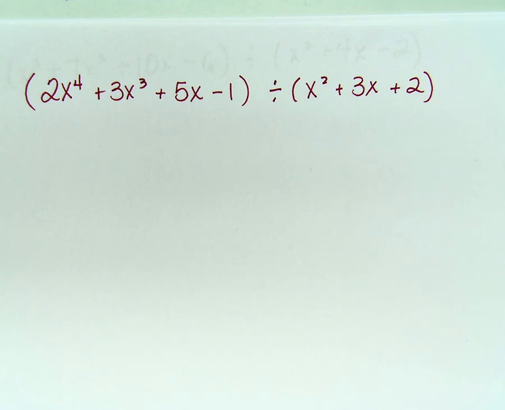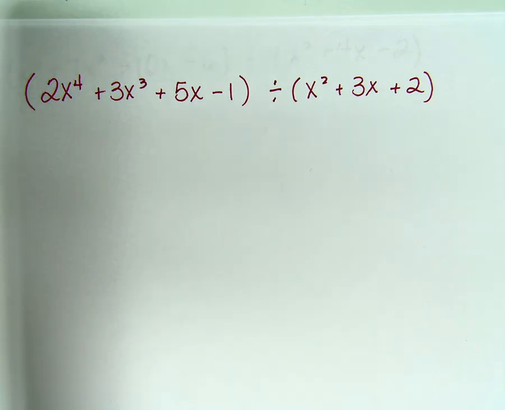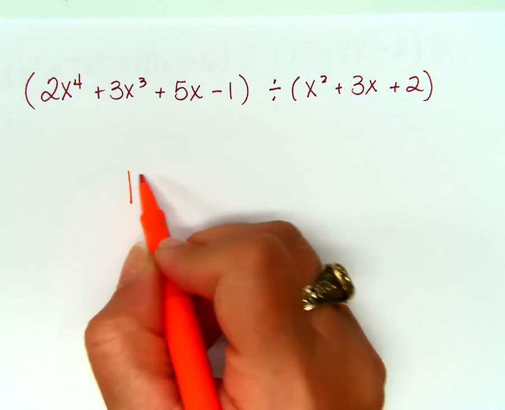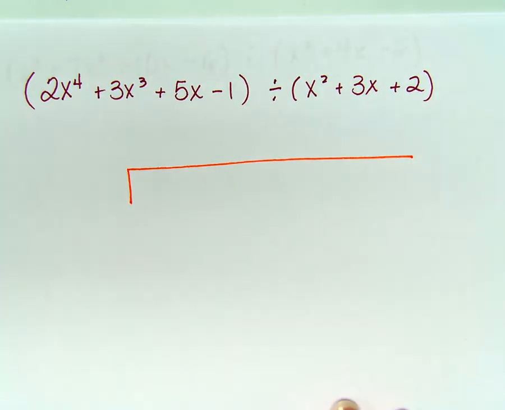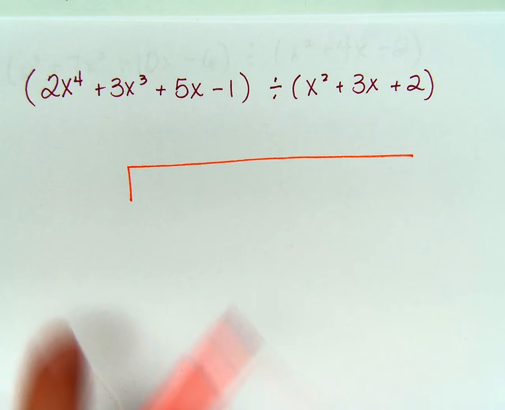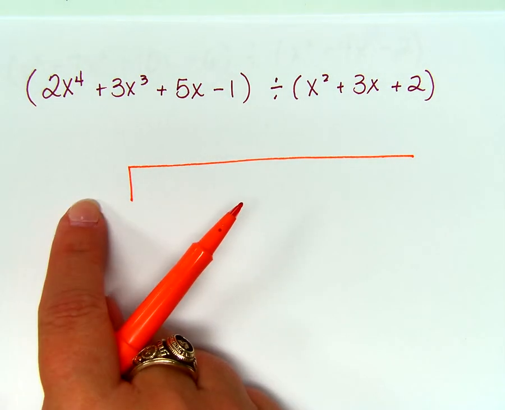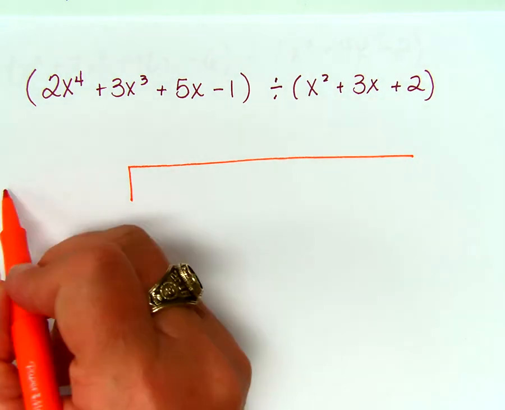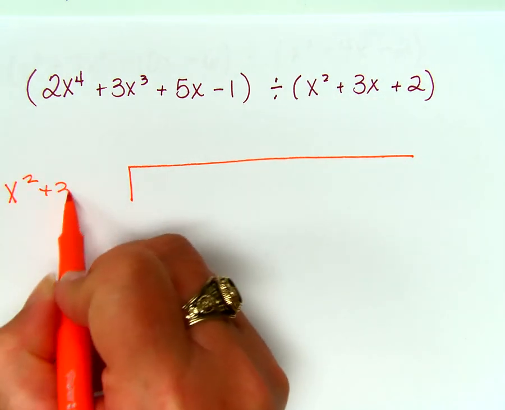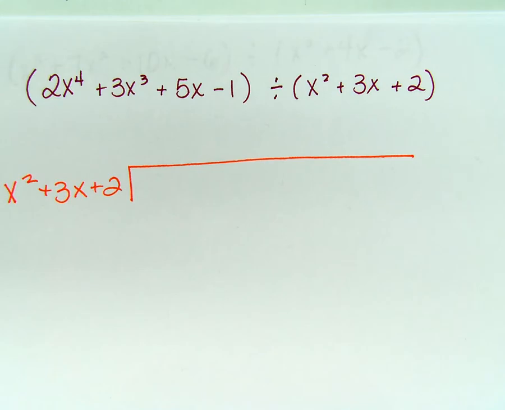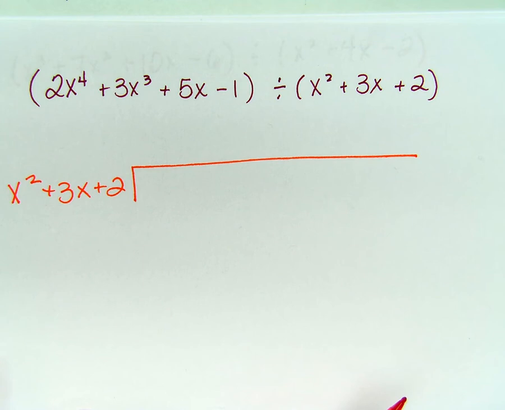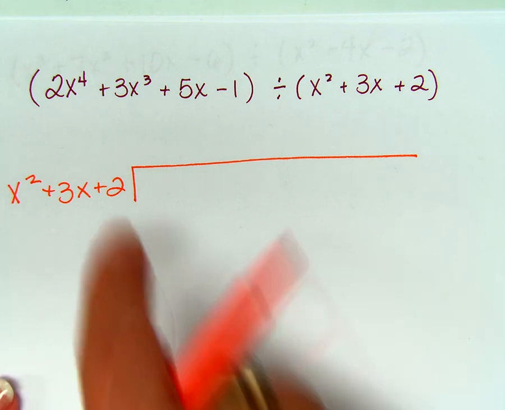Okay? How do we set it up? You think it might look like this problem? Yes, it will. So what goes on the outside? I'm going to need a division bar, right? What goes out here? What I'm dividing by goes on the outside, doesn't it? x squared plus 3x plus 2. So what goes underneath the division bar? What you're dividing, right? This thing.